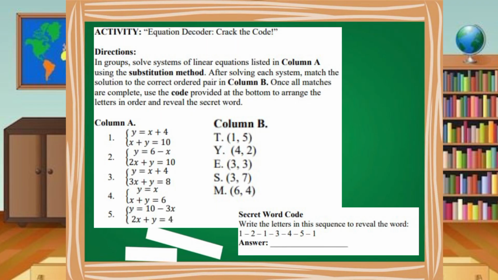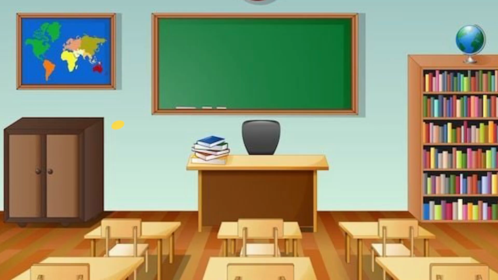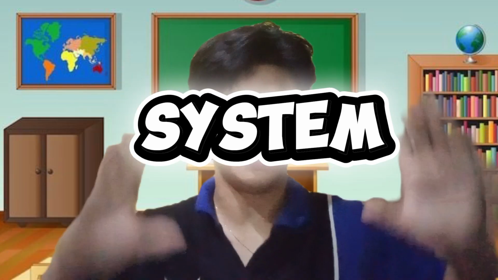In groups, solve system of linear equations listed in column A using the substitution method. After solving each system, match the solution to the correct ordered pair in column B. Once all matches are complete, use the code provided at the bottom to arrange the letters in order to reveal the secret word. The secret word is system.